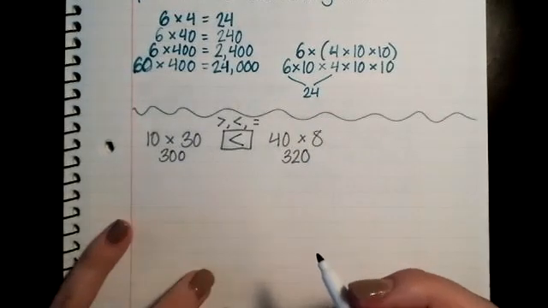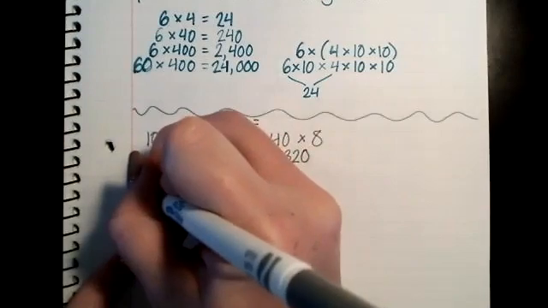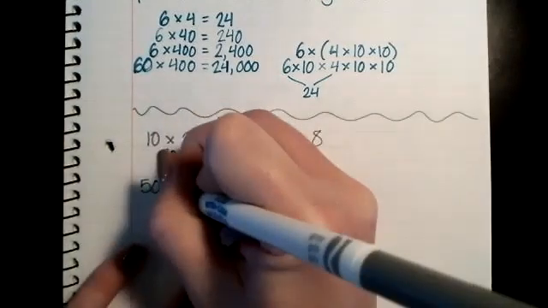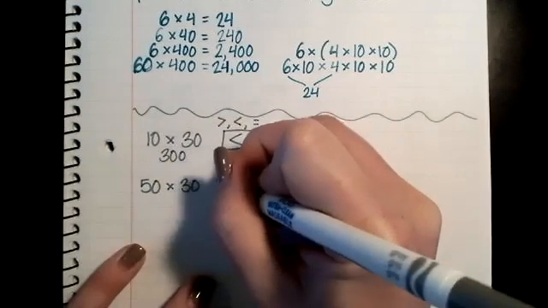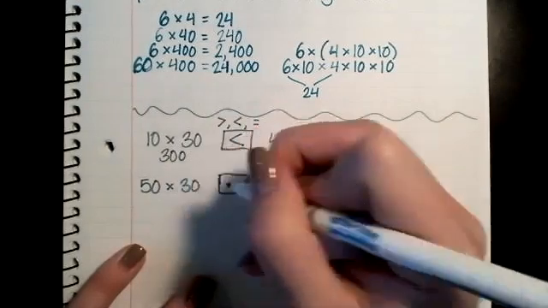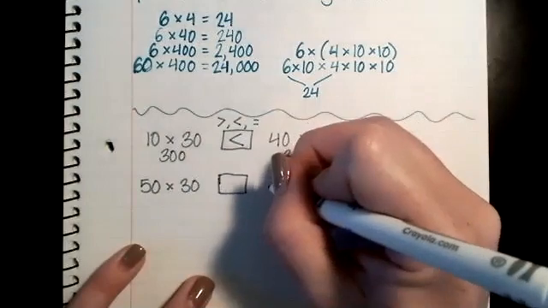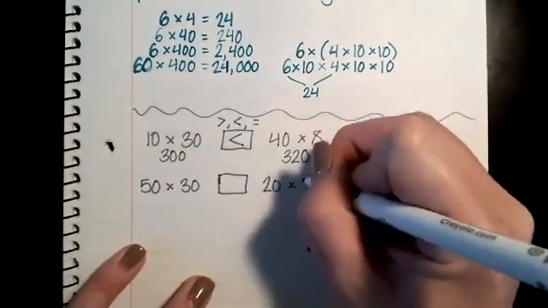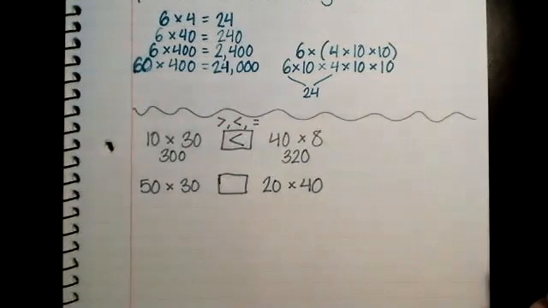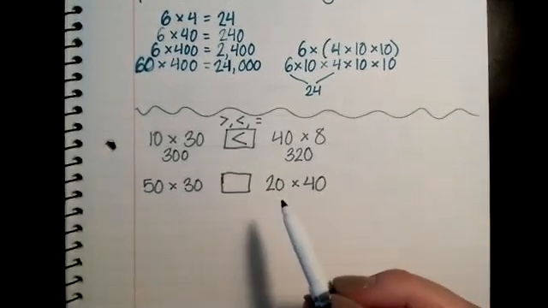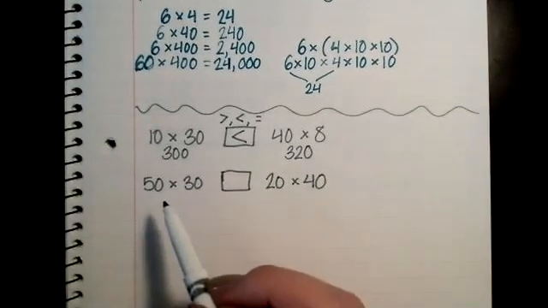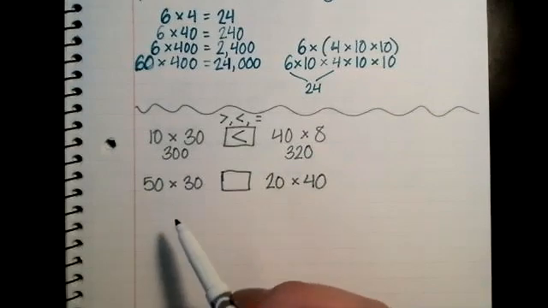Okay, let's try another one. Let's do 50 times 30. Oh, not very even, but it's close enough. And 20 times 40. All right, so if I'm doing these two problems, 50 times 30, 20 times 40, it looks like they could be pretty close because I don't see one number that's way bigger than the others. They're all pretty close to each other. So let's go ahead and do 50 times 30 first.